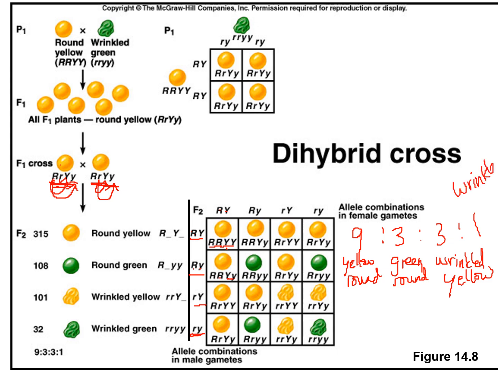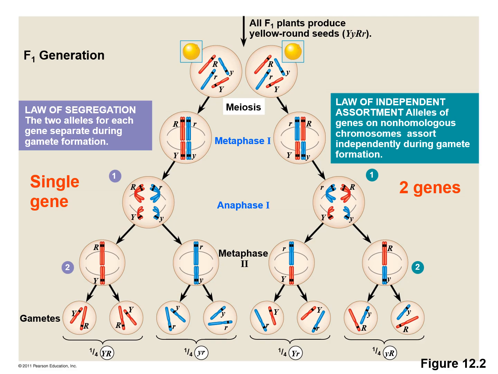So that's where that 9 to 3 to 3 to 1 phenotype ratio comes from, so what they look like. And that's how Mendel figured out how the law of independent assortment was working from that phenotype ratio. Okay, and then here's just a nice summary that talks about both the law of segregation and the law of independent assortment. So these are Mendel's 2 laws that he came up with.